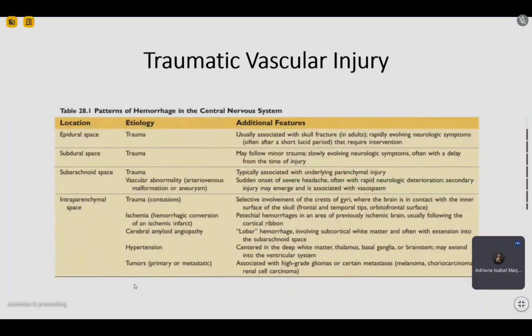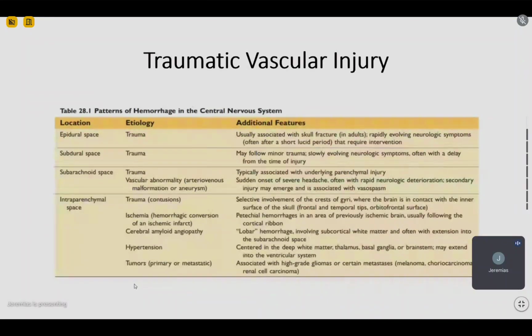I'm asking you regarding traumatic vascular injury such as epidural hematoma, subdural hematoma. Yes, very good. With increasing cases of MVA or motor vehicular accident, epidural hematoma and subdural hematoma are now common cases under traumatic vascular injury. So we'll discuss one by one.